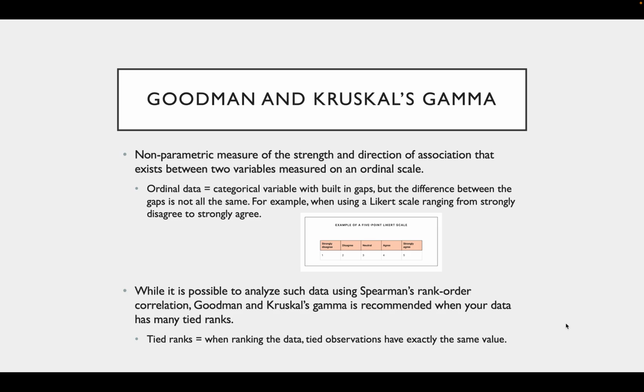While it's possible to analyse ordinal data using other tests, like the Spearman's rank order correlation, Goodman and Kruskal's gamma is recommended when your data has many tied ranks. And this means when you rank your data, multiple observations have the same value.